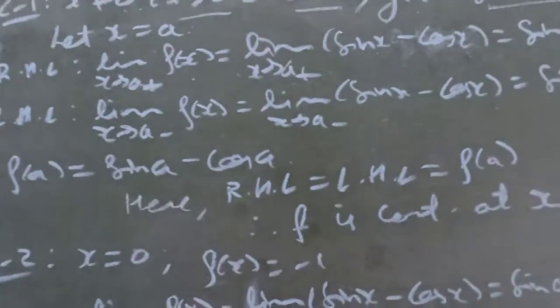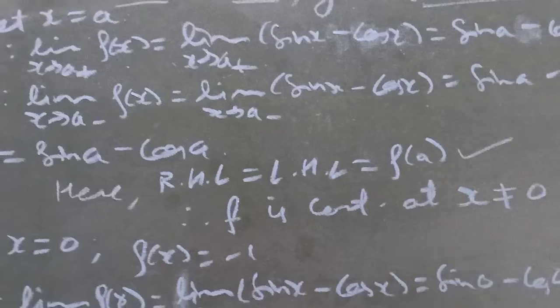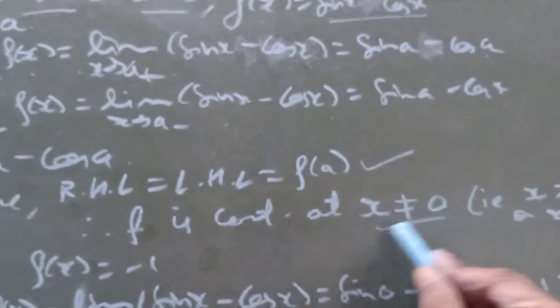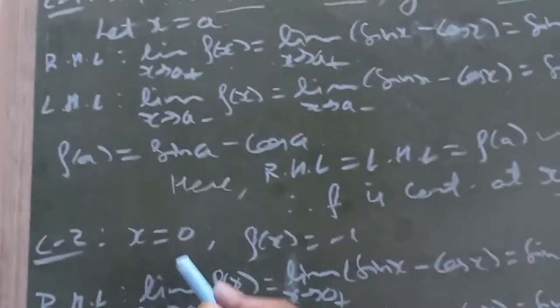So here what we observed, RHL is equal to LHL is equal to the value of the function. Therefore we say the function is continuous at x equals a, that is x is not equal to 0, meaning x is greater than 0 or x is less than 0. Now case 2, when x is equal to 0.